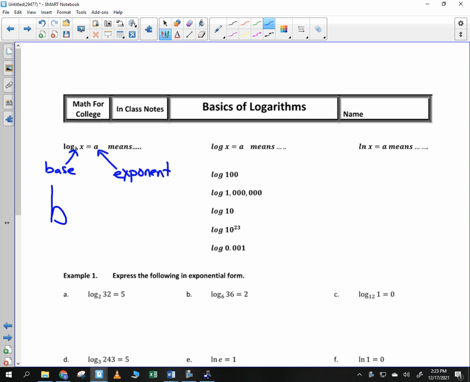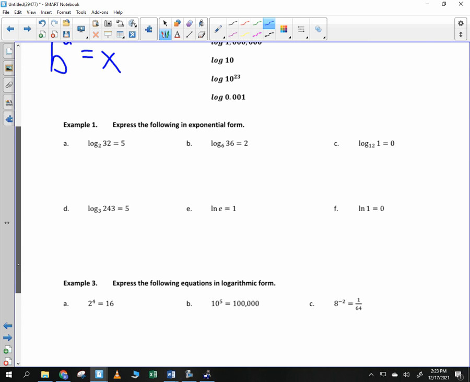B raised to the a power is equal to x. This raised to that equals that. That's what it means. So let's try a couple examples.